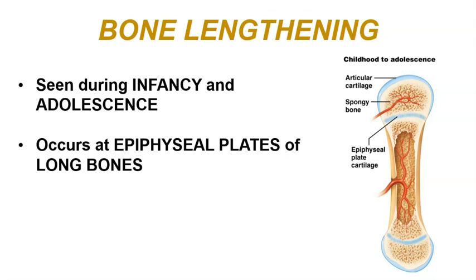It is seen during infancy and adolescence, and it is the process in which the upper limbs and the lower limbs will grow longer. It occurs at locations in the long bones called the epiphyseal plates, which are found at the junction between the epiphyses and the diaphysis of the long bones. And this will be an endochondral ossification process. The epiphyseal plates are plates of hyaline cartilage. These plates are the remnants of the fetal hyaline cartilage that the long bones started out as.